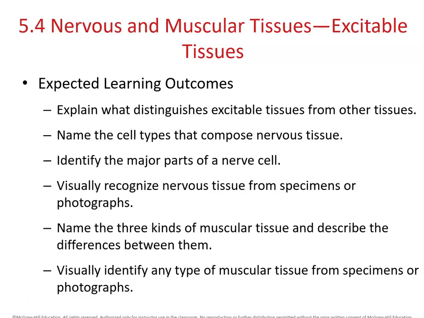First, we're going to explain what an excitable tissue is. Then we're going to talk about the cells that make up nervous tissues and identify the parts of nerve cells. Then we'll look at nervous tissue and be able to recognize it from micrographs. Then we'll talk about the three different types of muscle tissue and be able to recognize those from photographs as well.